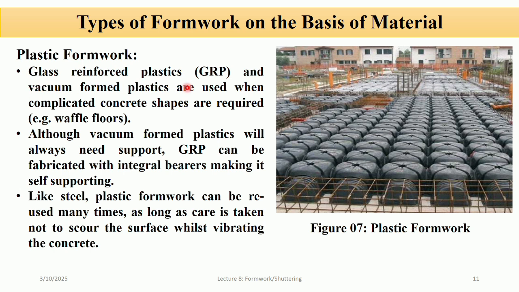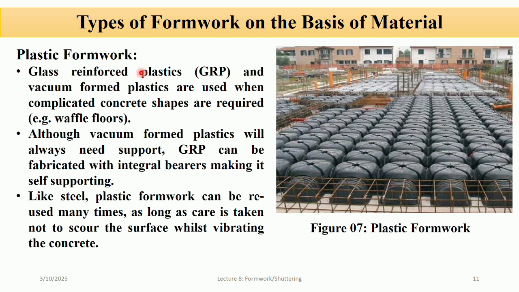So glass reinforced plastics and vacuum formed plastics are used when complicated concrete shapes are required. The glass reinforced plastic is a composite material made from glass fibers and plastic resin, and it is used to create complex shapes and designs in plastic formwork. And the vacuum formed plastic formwork uses a vacuum to shape plastic into complex curves and shapes. So it is used to create plastic formwork with smooth, even surfaces.